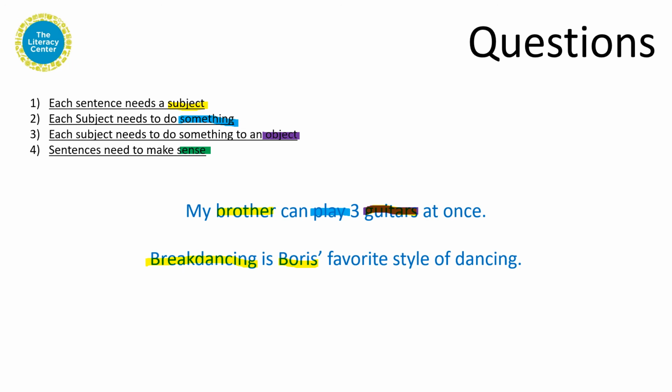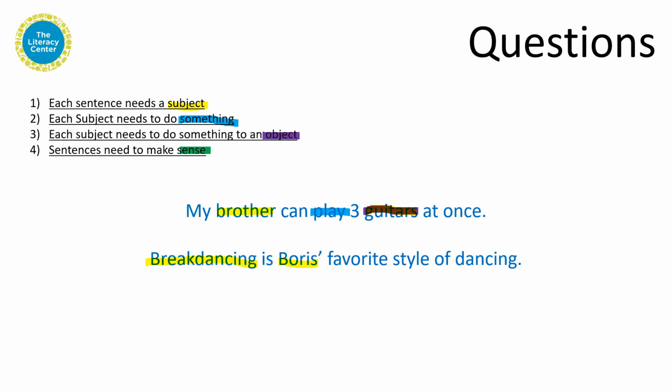So breakdancing is actually doing something here. It is being Boris's favorite. That's what it's doing. And if you can understand that, you can understand why sometimes looking at sentences and deciding if they make sense, if they're all full sentences, can be a little bit confusing. But breakdancing is actually the object here, and what it's doing is being Boris's favorite style of dancing. So it's unlikely you ever really come across complex sentences like this and then you have to decode them and figure out what the subject is.